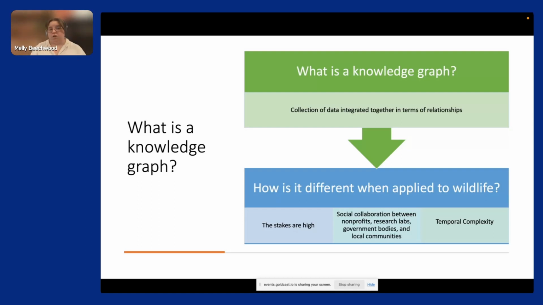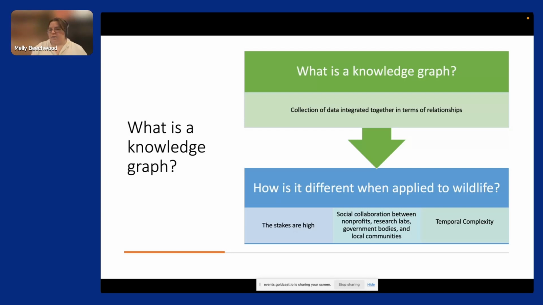There's also a very large social collaboration that goes between nonprofits, research labs, government bodies, and the local communities that all need to work in harmony. And the knowledge graph really needs to take that into account, both for who's using it, how their data is being collected, and how those can work together seamlessly.